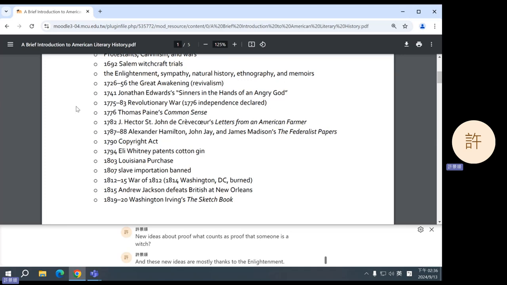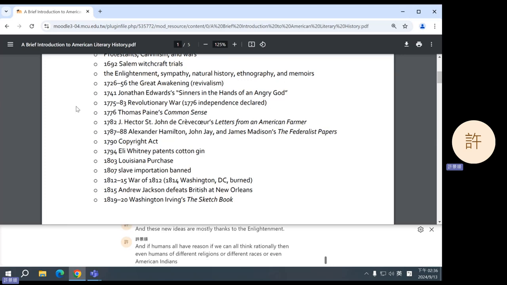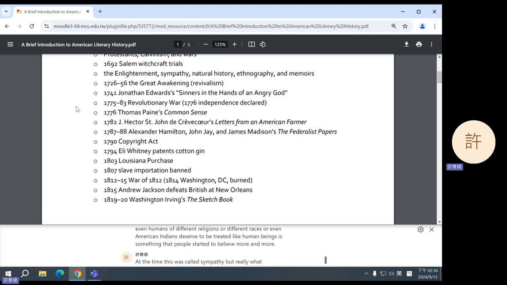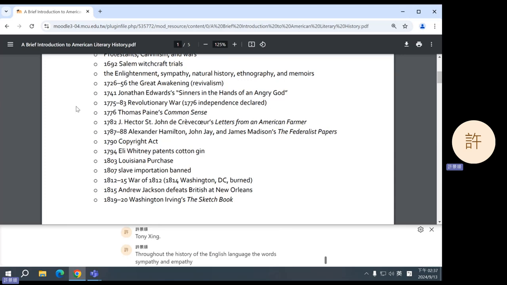And if humans all have reason, if we can all think rationally, then even humans of different religions or different races or even American Indians deserve to be treated like human beings, is something that people started to believe more and more. At the time, this was called sympathy, but really what they mean is empathy. Throughout the history of the English language, the words sympathy and empathy switched meanings a couple of times. Here it means empathy.